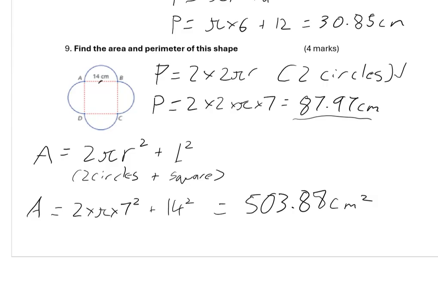For the area, there's 2 parts. There's two circles, because this one and this one make a circle, and this one and this one make a circle. So two circles, so pi r squared times 2 gets you the area of two circles. And of course, for a square, it's just one side times the other. So I've called that L for length, length times length, 14 times 14. 2 times pi times your radius squared gets you the area of your two circles, add that to the area of your square, and there's your answer.